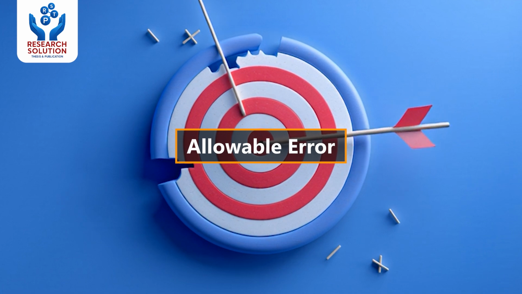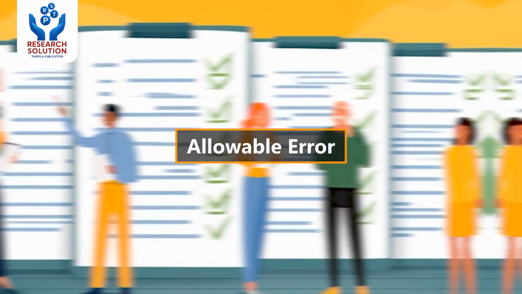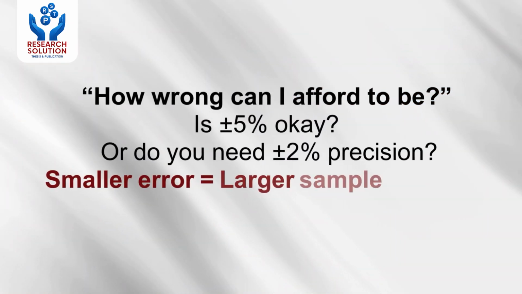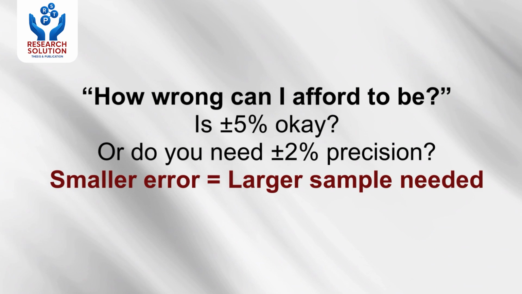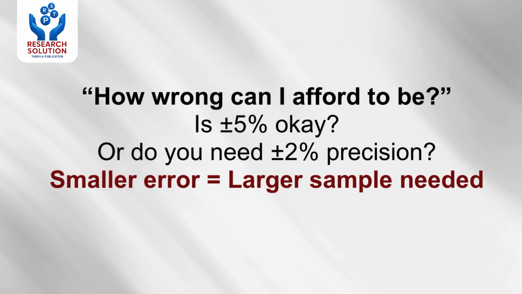Allowable error, also called margin of error. This answers, how wrong can I afford to be? Is plus or minus 5% okay? Or do you need plus or minus 2% precision? Smaller error is equal to larger sample needed.